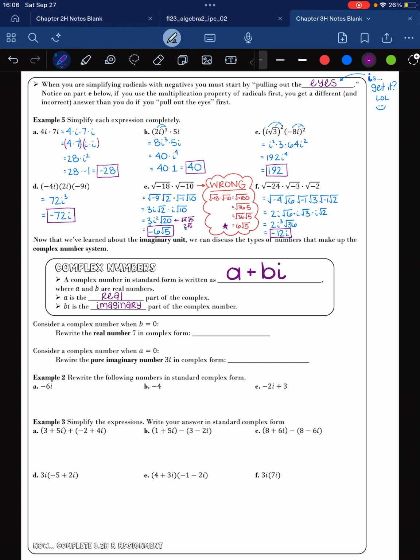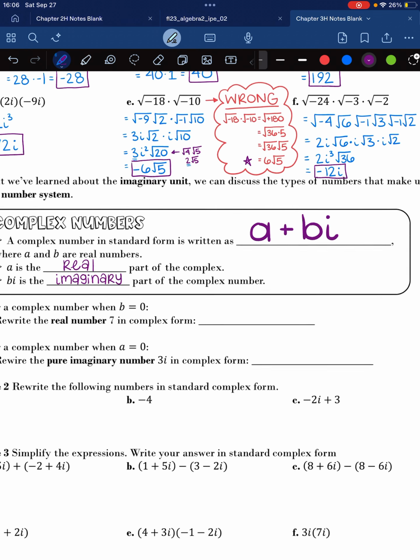Okay, and at the beginning of this video, I mentioned that now that we know about imaginary numbers, we have broadened our number system to now include complex numbers. Complex numbers are any combination of real and imaginary components put together. Standard form for a complex number is a plus bi, where a is the purely real part of the number, and bi is the imaginary part. And we can actually rewrite any number that we know about now in complex form.